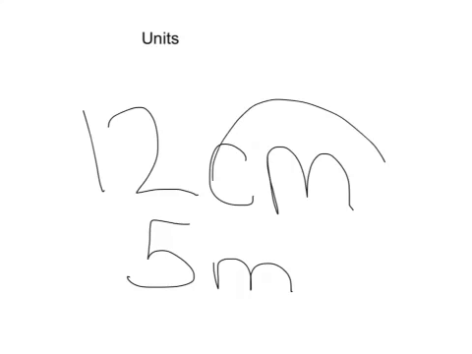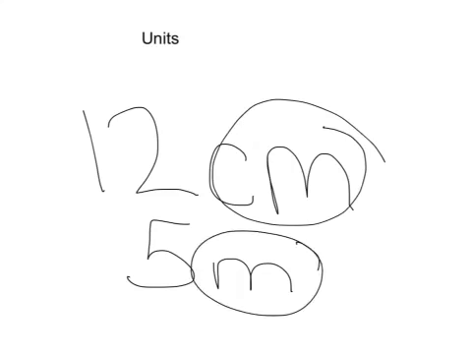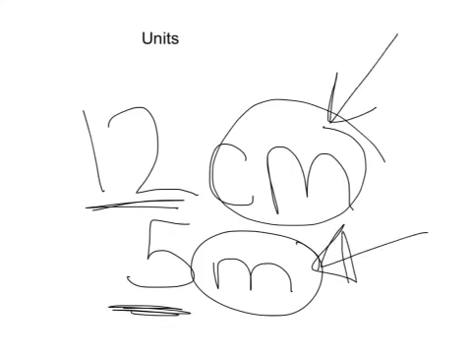The unit always follows the number at the end. This is the measurement, this is the unit. This is the measurement, this is the unit. When talking about units, there's two important systems to know, and that is the English system, which we use here in America, and the metric system, which a majority of the rest of the world uses.